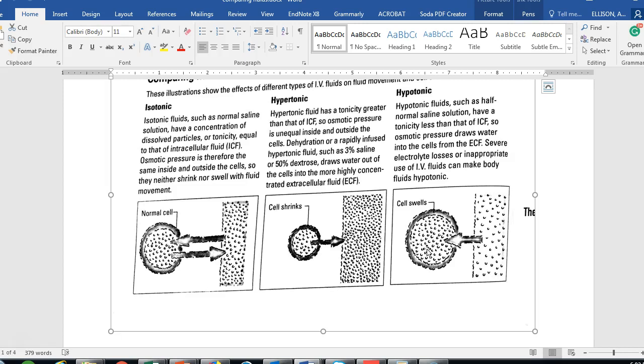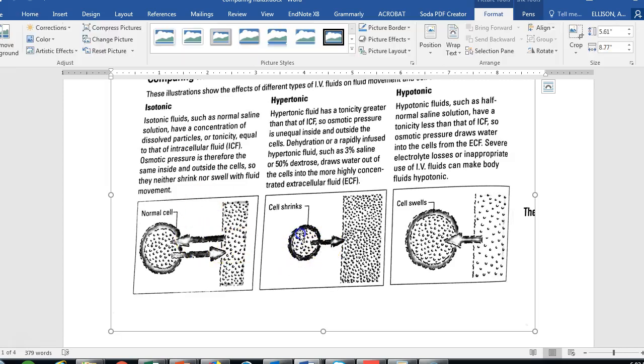Your osmolality is less than 275 with hypotonic. And if normal saline is isotonic, it's 0.9%. Anything that is less than 0.9% is hypotonic. So half normal saline, a third normal saline. D2.5W is also hypotonic. And then hypertonic is the fluid going out of the cell and into the extracellular phase.